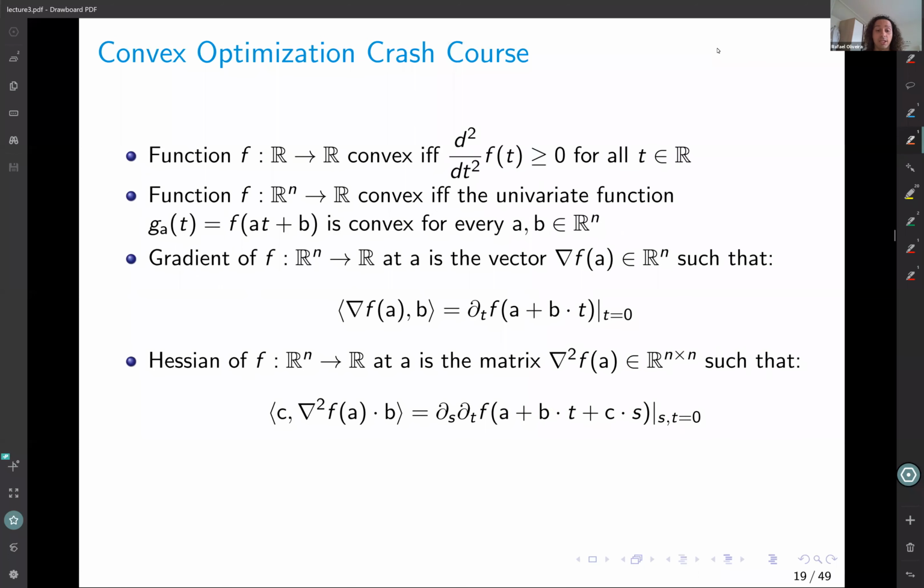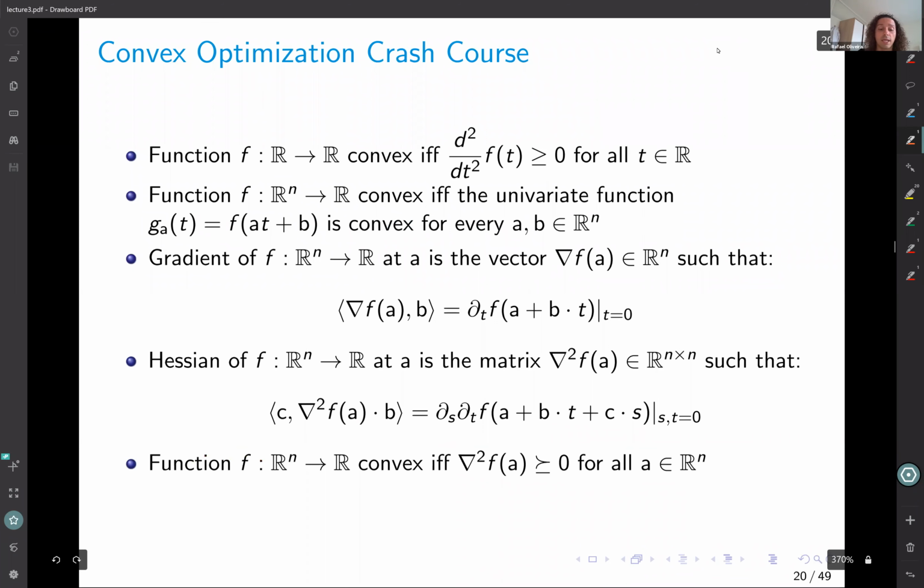And the Hessian of a multivariate function is the n by n matrix, which we represent by nabla square of f, such that if we take two directions B and C, the inner product of C and the Hessian times B is equal to the double directional derivative of the function at A, where I take a derivative first in the direction B and then in direction C. We also know that a multivariate function is convex if and only if this Hessian, which is a symmetric matrix, is positive semi-definite for all points in your domain.